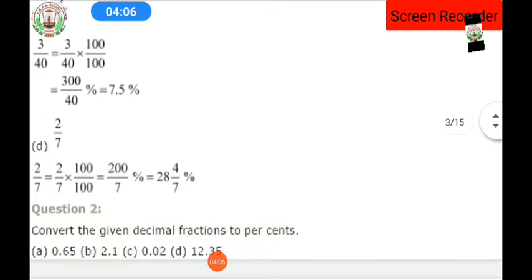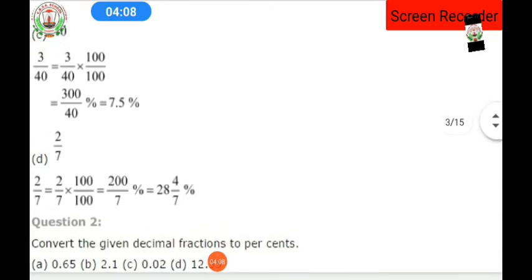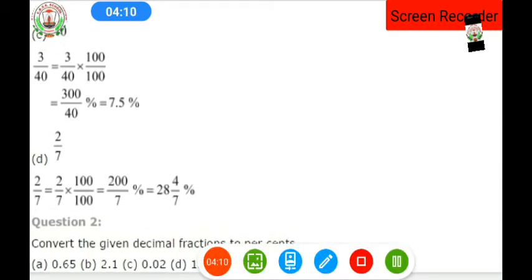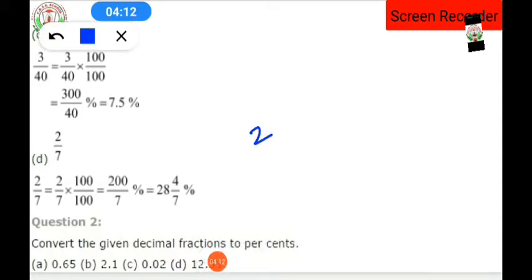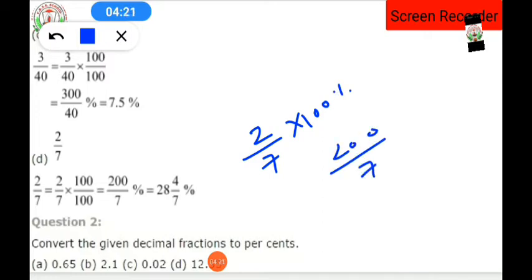Now the last part of this question is how much? That is 2 by 7. So 2 by 7 is a fraction. That fraction you have to convert into percent. So 2 by 7 into 100. So 200% upon 7 is there. Now when we divide this 200 by 7, we get the remainder as 4. So it can be written as 28 4 by 7 in the mixed fraction form. The percent will be clear to everyone.